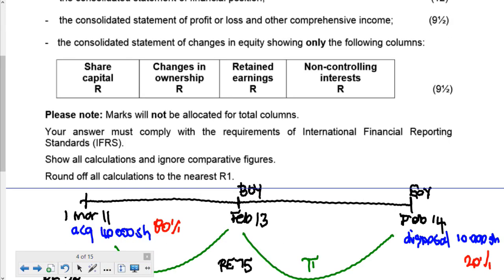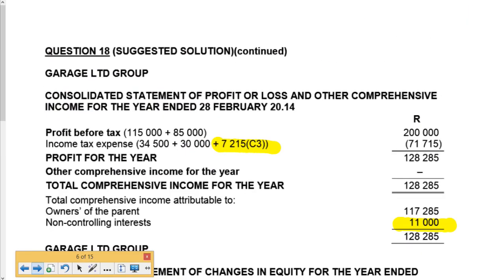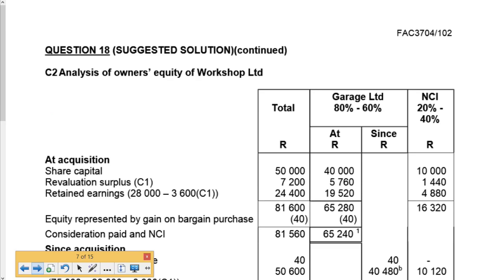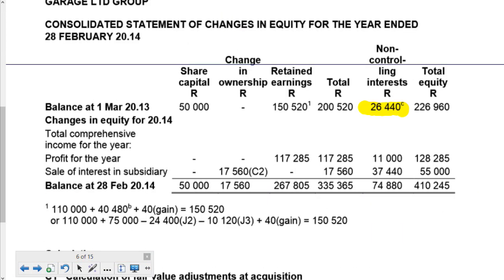Should have just double shown it. 4520, yeah. So 4520 plus the 110, which is the parent, gives you this 150,520 over there, which is just purely the parent plus our 40,520 that we had worked out. Share capital stays the same, and they've put in some total columns which we don't need.